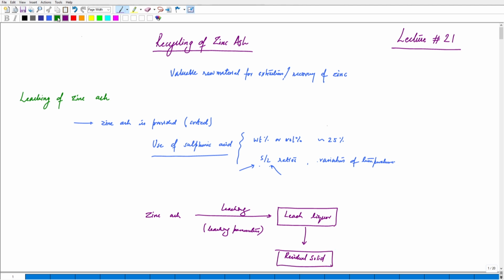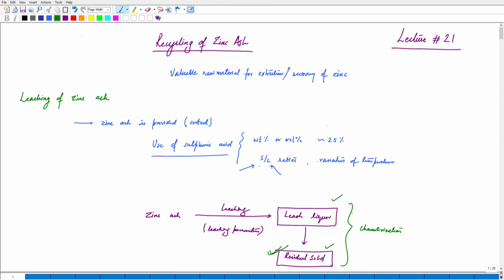And one could just go ahead and characterize both. So one can determine what is the quantity of zinc that is present in both the products, the leach liquor as well as the solid residue. What will that do? This will help us in redefining how we should be adjusting our leaching parameters. If a good quantity of zinc is ending up in the residual solid, we can readjust our leaching parameters such that we can have maximum recovery of zinc at the first stage directly into the leach liquor.